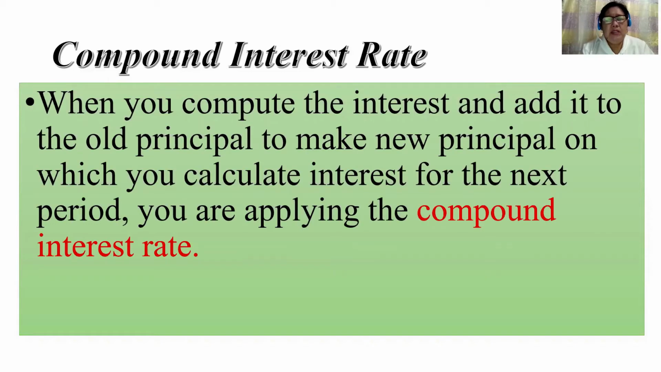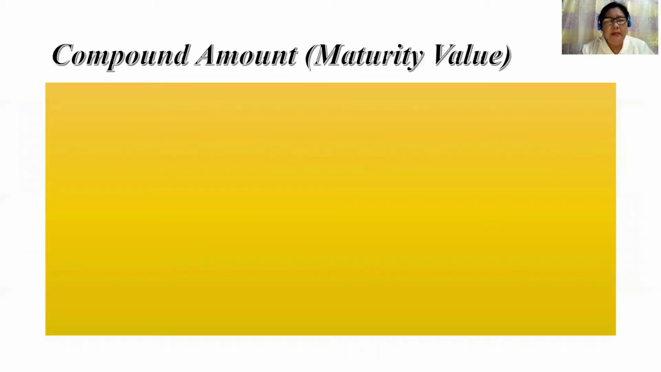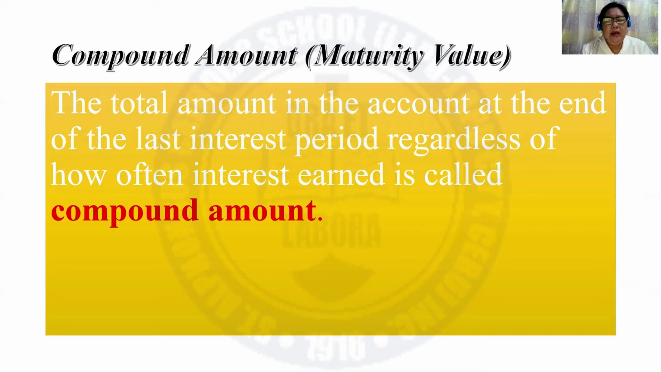When you compute the interest and add it to the old principal to make a new principal on which you calculate interest for the next period, you are applying the compound interest rate. What about the compound amount or the maturity value? The total amount in the account at the end of the last interest period, regardless of how often interest is earned, is called the compound amount.